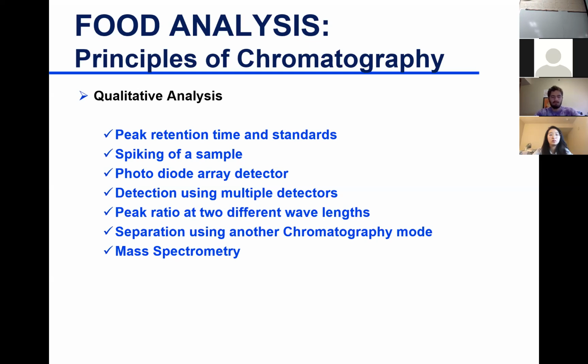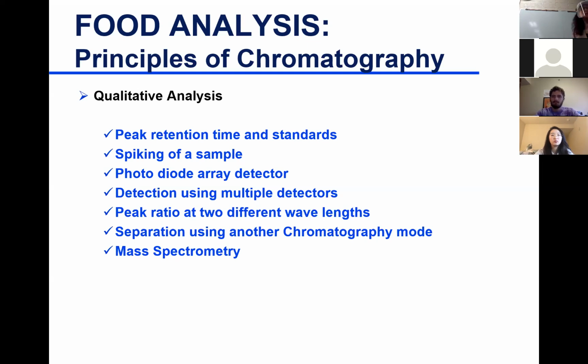Peak ratio at 2 different wavelengths. If you have a UV detector that doesn't give you a scan, what you can do is measure absorption at one particular wavelength and then measure absorption at a different wavelength. Let's say I'm going to measure at 250 and then I'm going to measure it at 275. And then I'll do the same for another component. They will have different ratios. Then I can identify them based on their different ratios.